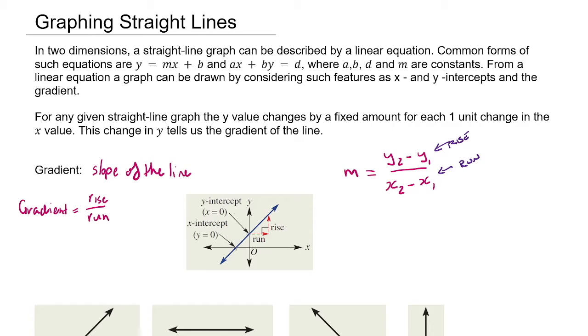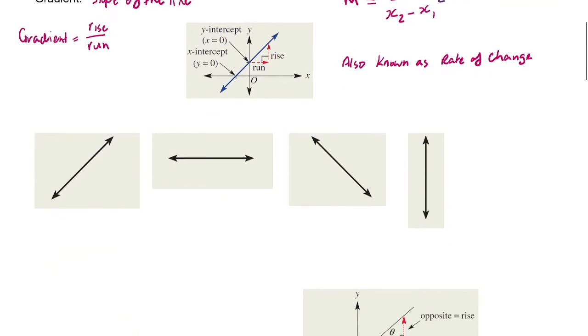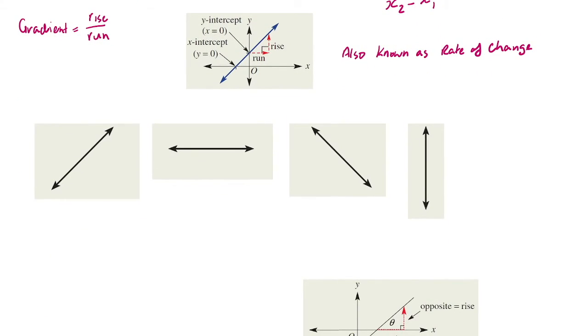Now the other thing that we can refer to this as, and this is very important for those doing advanced maths, it's also the rate of change. Now in terms of the gradient, we have 4 different types of gradient. You can see the little lines under here. We have the 4 types of gradient.